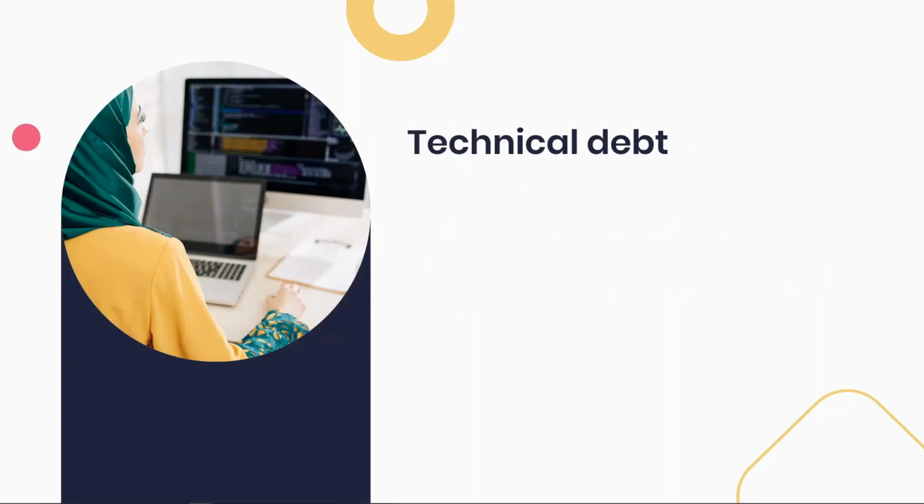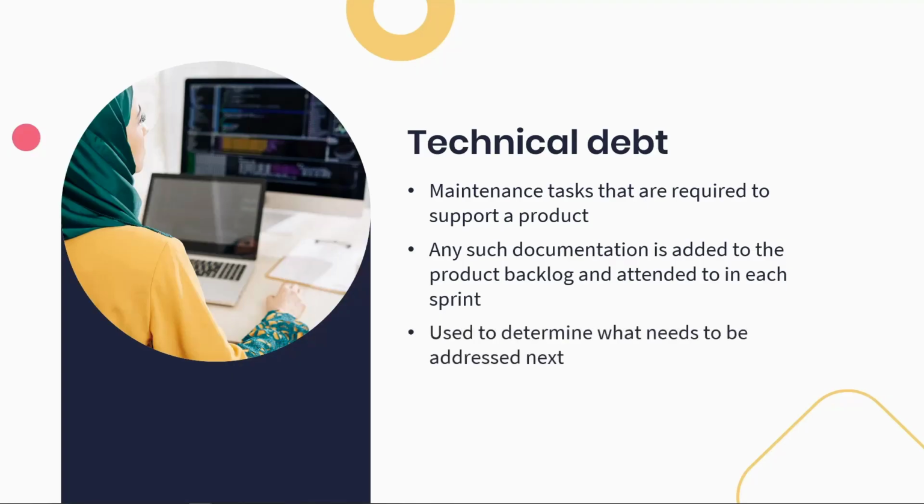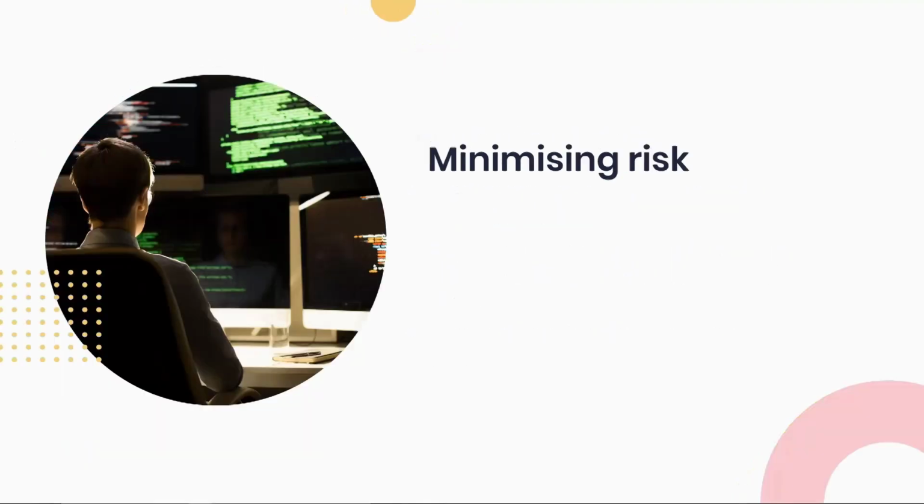Technical debt. This refers to the maintenance tasks that are required to support a product. In linear models, there's a huge amount of technical debt, and this eats into development time. With agile development methods, any such documentation is added to the product backlog and attended to in each sprint. This is also used to determine what needs to be addressed next.